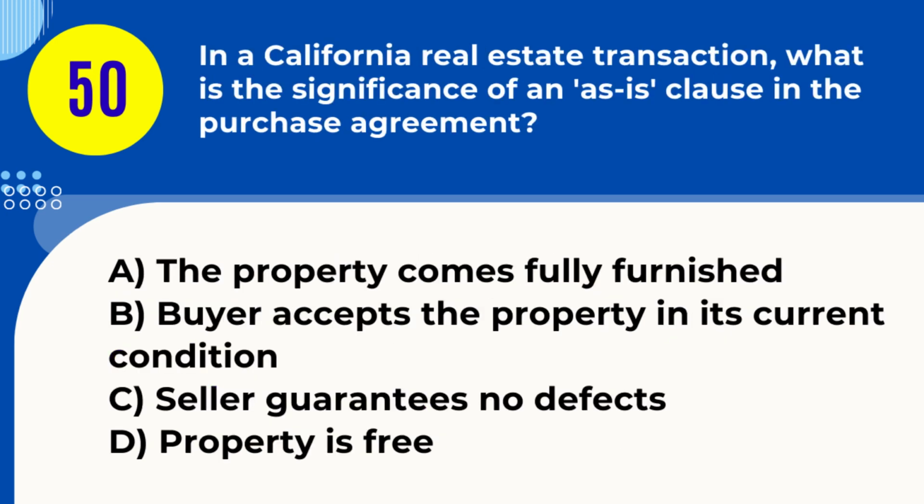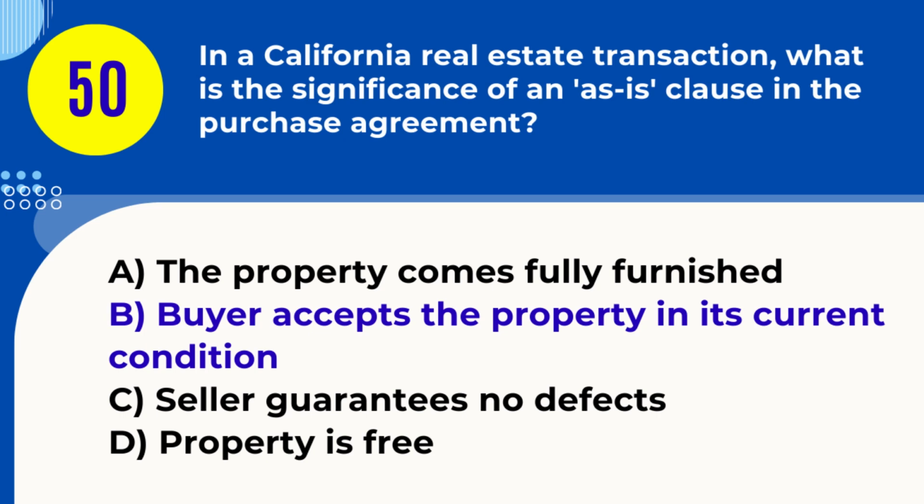Question 50. In a California real estate transaction, what is the significance of an as-is clause in the purchase agreement? A. The property comes fully furnished. B. Buyer accepts the property in its current condition. C. Seller guarantees no defects. D. Property is free.